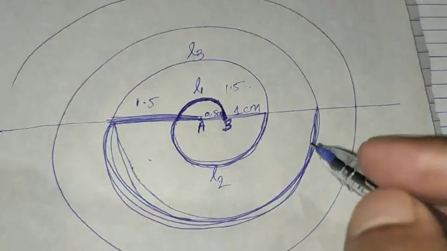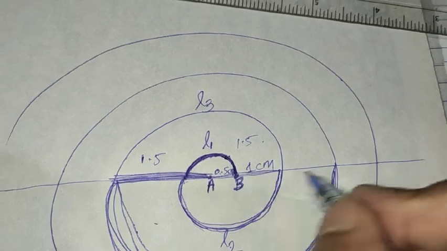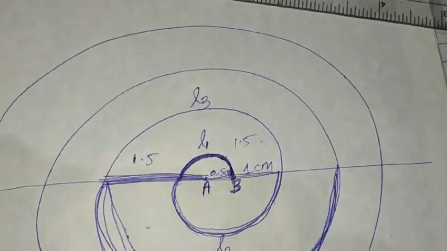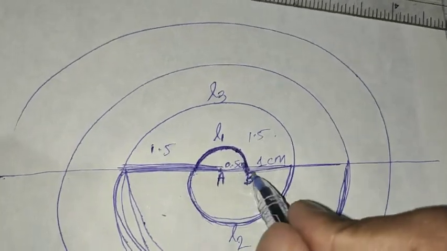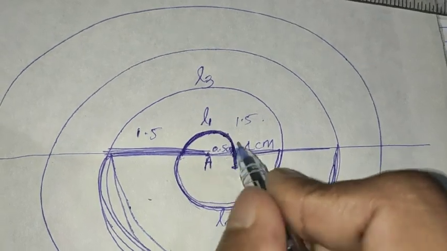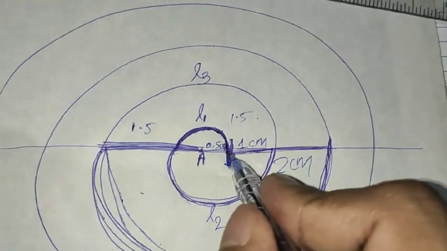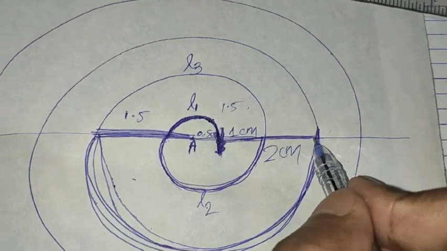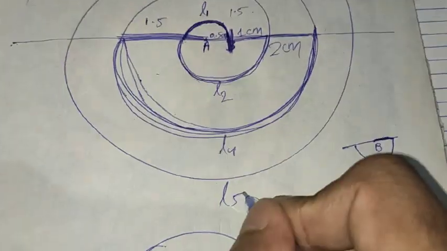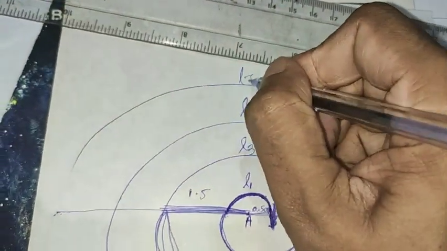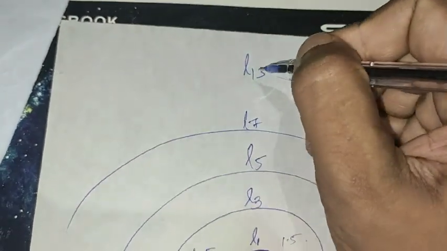I'm just showing you a rough diagram. This one is a semicircle, and for L4 the center will be B, and the radius from center B, from here to here, will be 2 centimeter. Likewise L5, L6, L7, and we have to find the length up to L13.